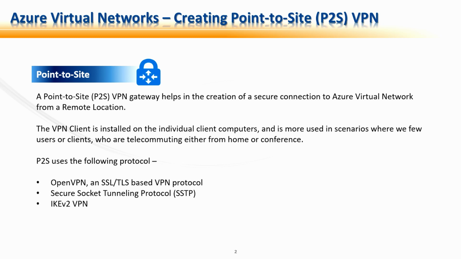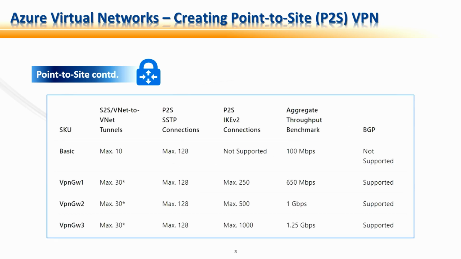A point-to-site VPN gateway helps in the creation of a secure connection to Azure Virtual Network from a remote location. When we are creating the virtual network gateway for the point-to-site VPN, we have the option of creating it under different available SKUs. So we will have a brief overview of the different SKUs available for the point-to-site VPN.